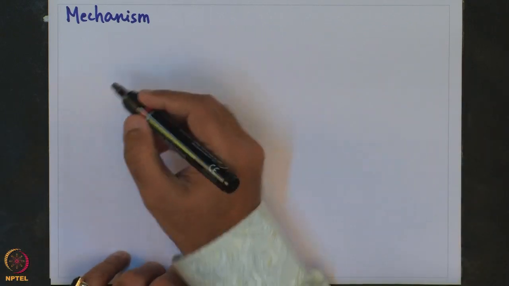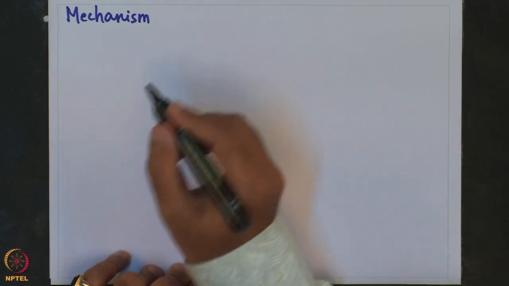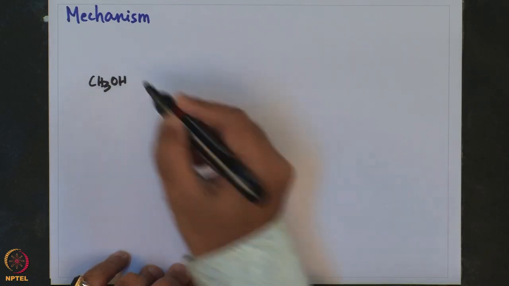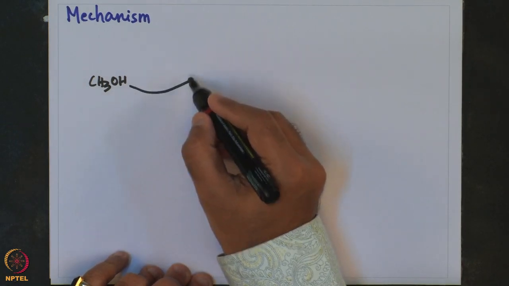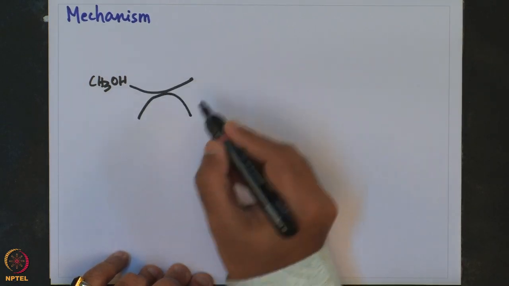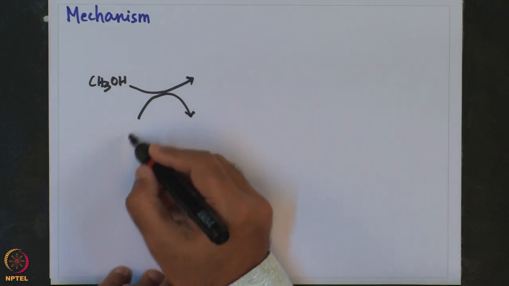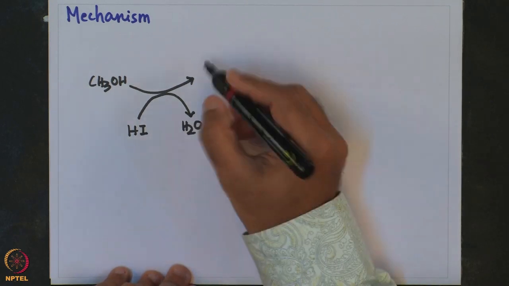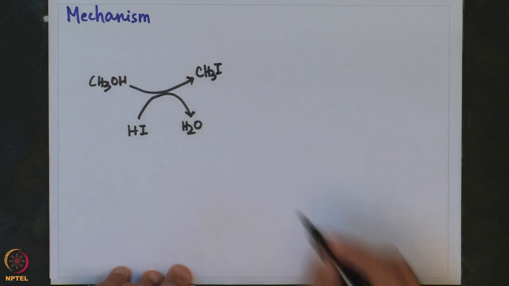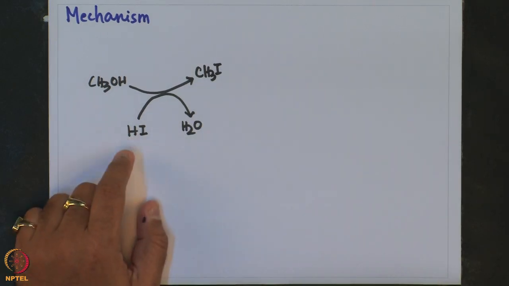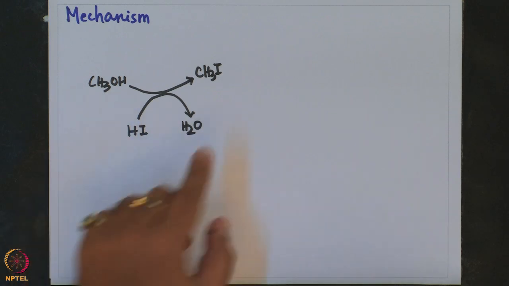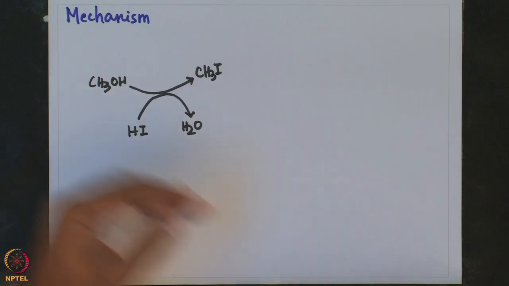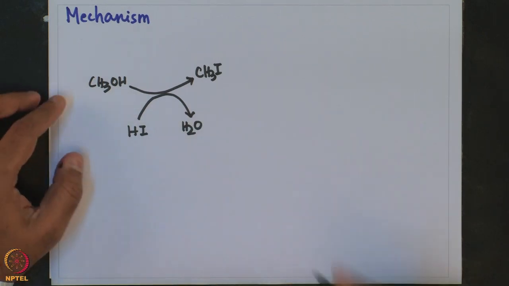Methanol produced from synthesis gas reacts with hydrogen iodide, producing water and methyl iodide. So, that is the role of iodine, in the sense that it converts this methanol to methyl iodide, and methyl iodide then subsequently enters the catalytic cycle.